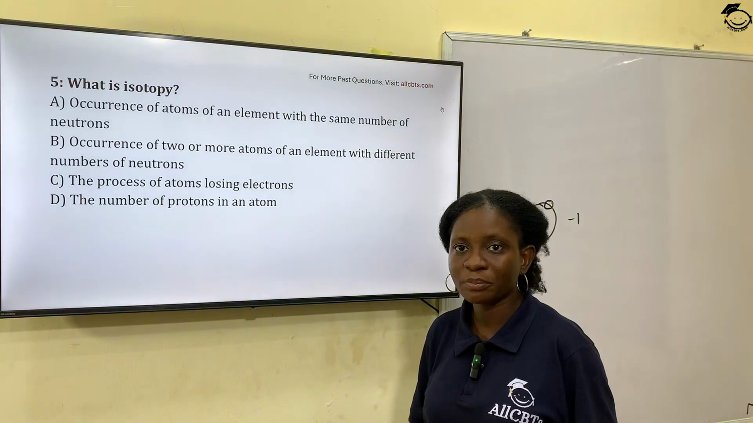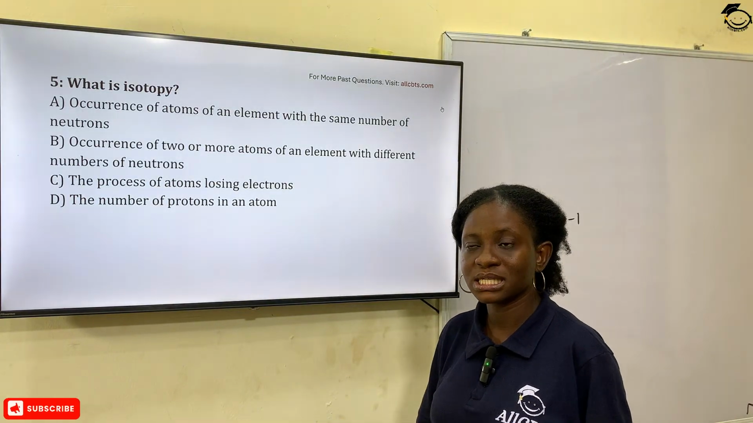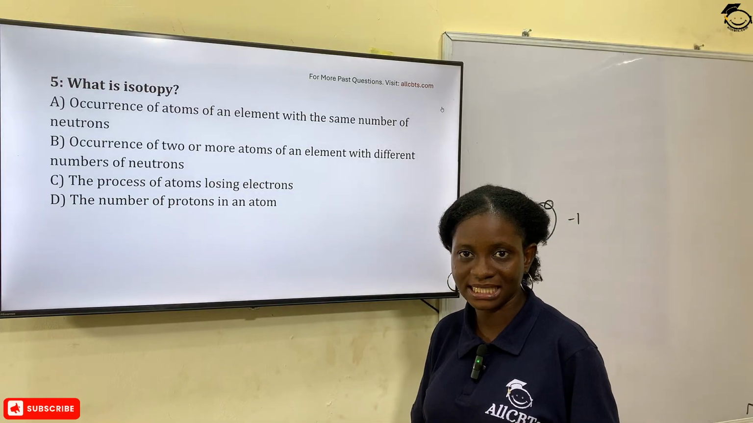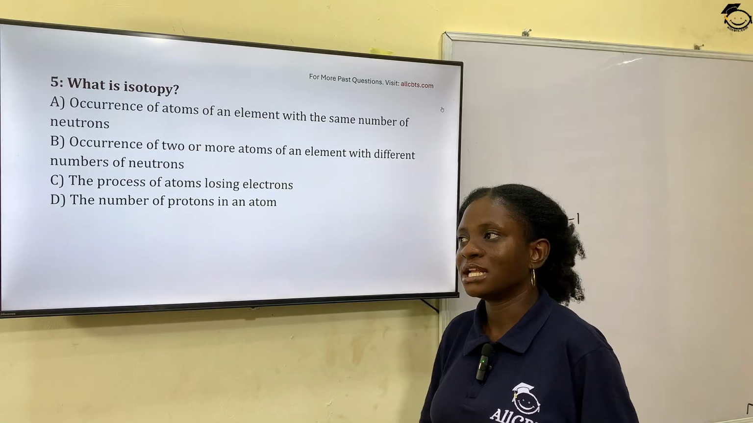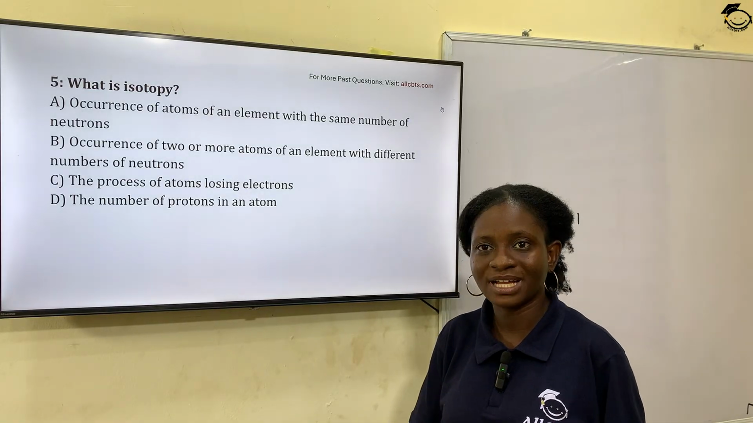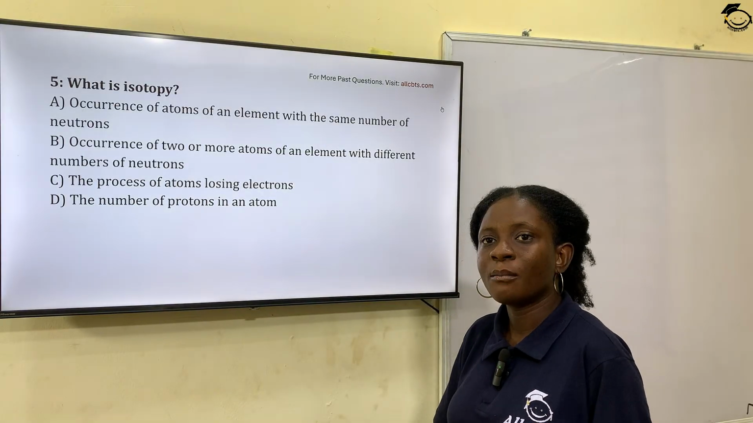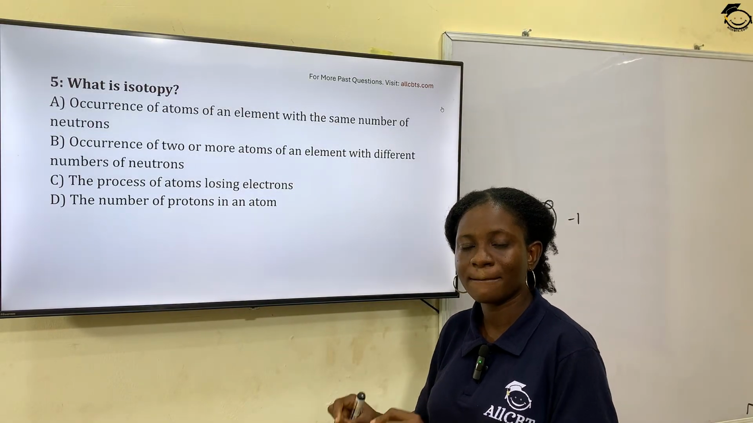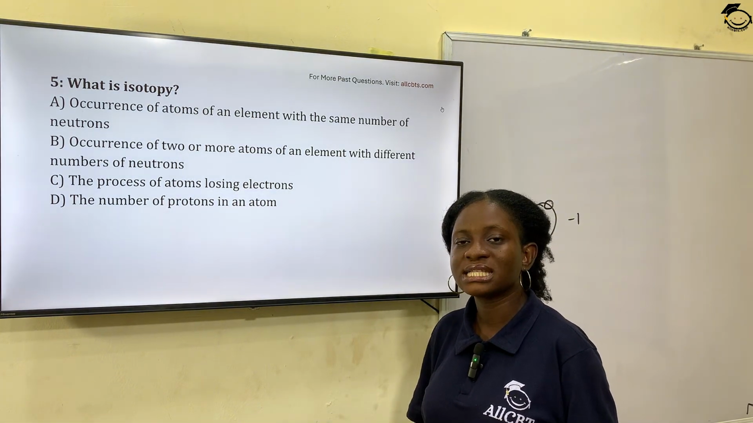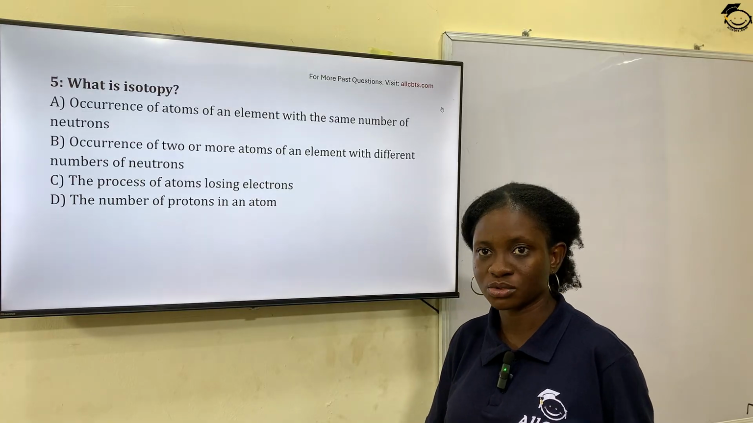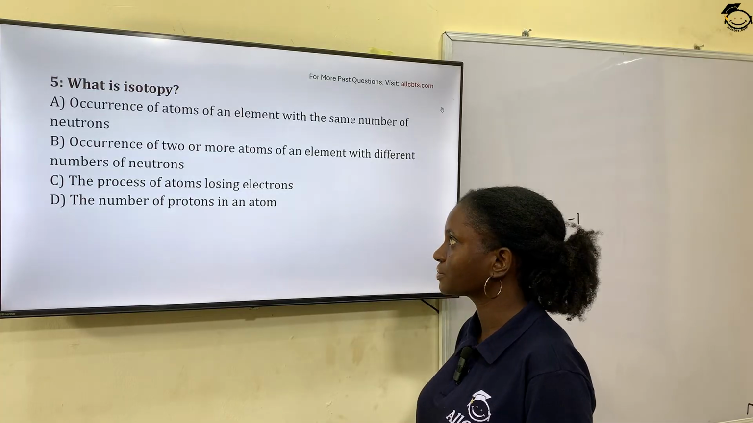What is isotopy? When you think of isotopy, it means isotopes of an element. For instance, carbon. Isotopy is mainly atoms of an element having the same atomic number but different mass number. That's the number of neutrons. It has the same number of protons but different number of neutrons.